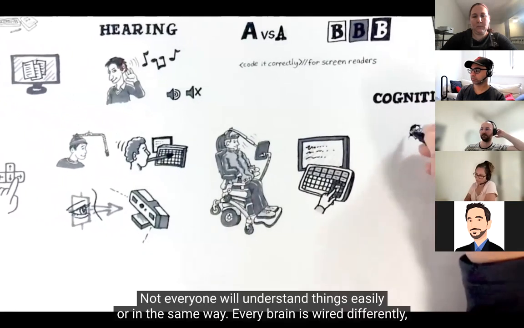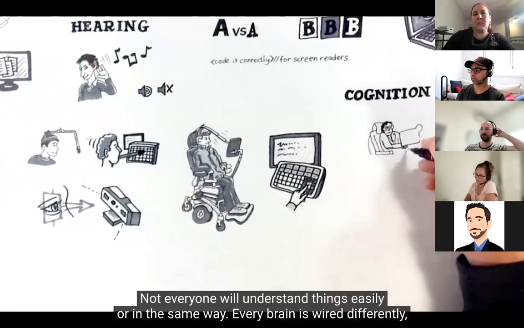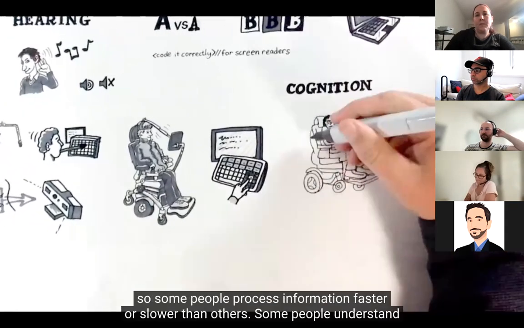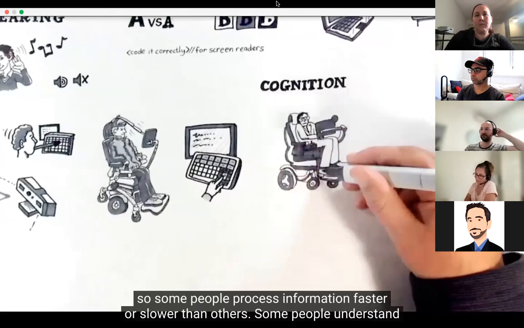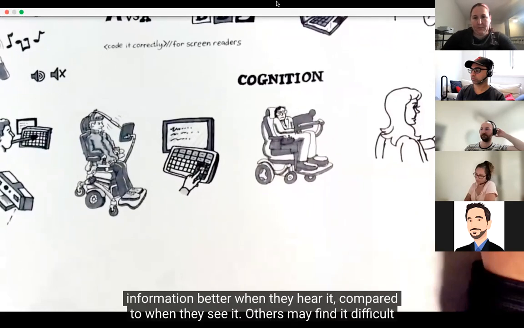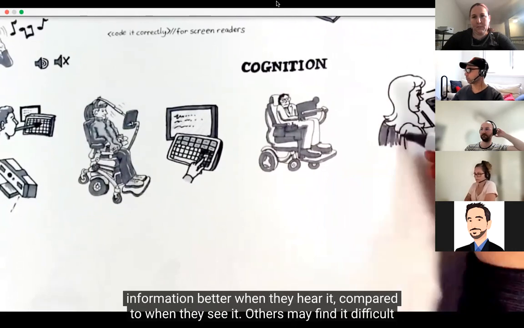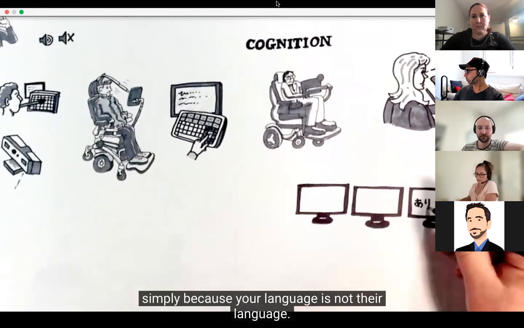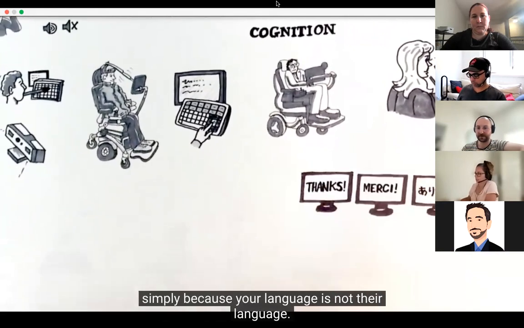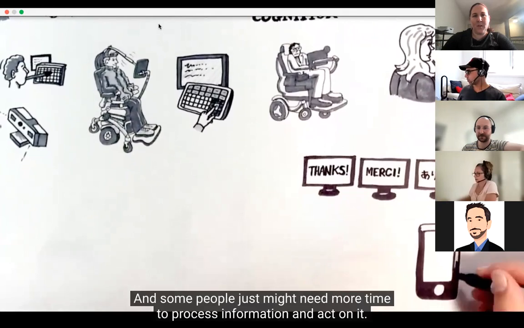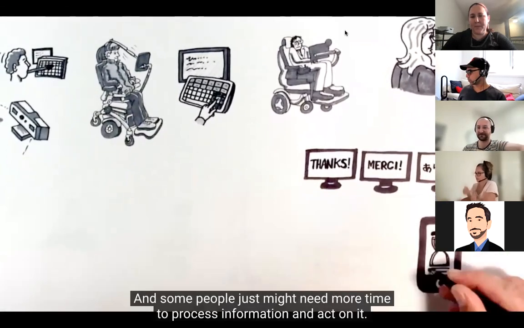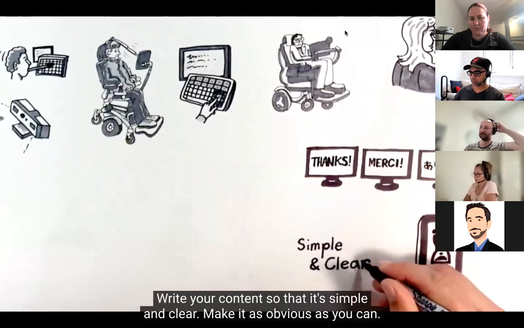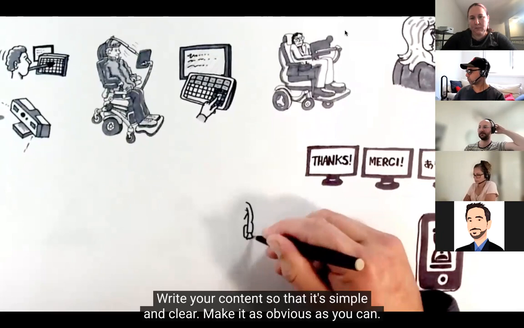Not everyone will understand things easily or in the same way. Every brain is wired differently, so some people process information faster or slower than others. Some might need more time to process information and act on it. Don't rush them. Write your content so that it's simple and clear. Make it as obvious as you can.